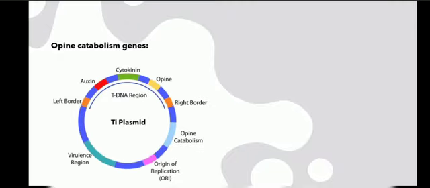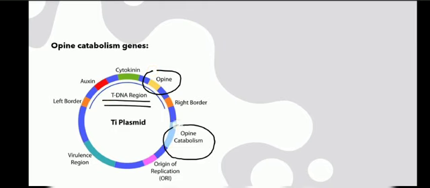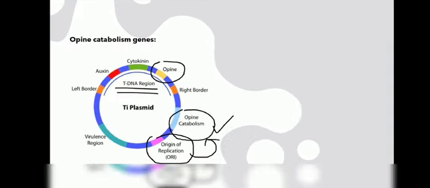Then we have the opine catabolism genes. We have seen the opine synthesis genes in the tDNA region, and now we are seeing the opine catabolism genes, which are present outside the tDNA region. And here we have the origin of replication.